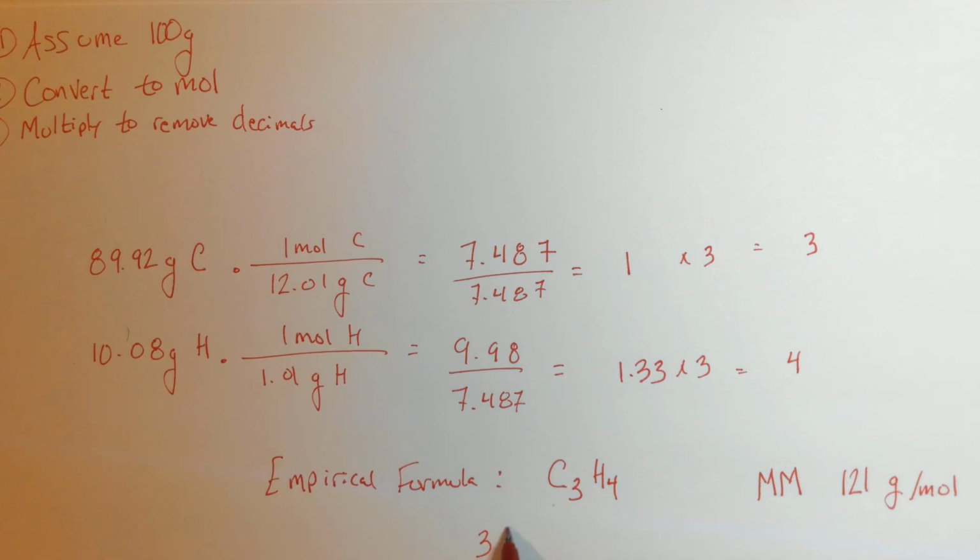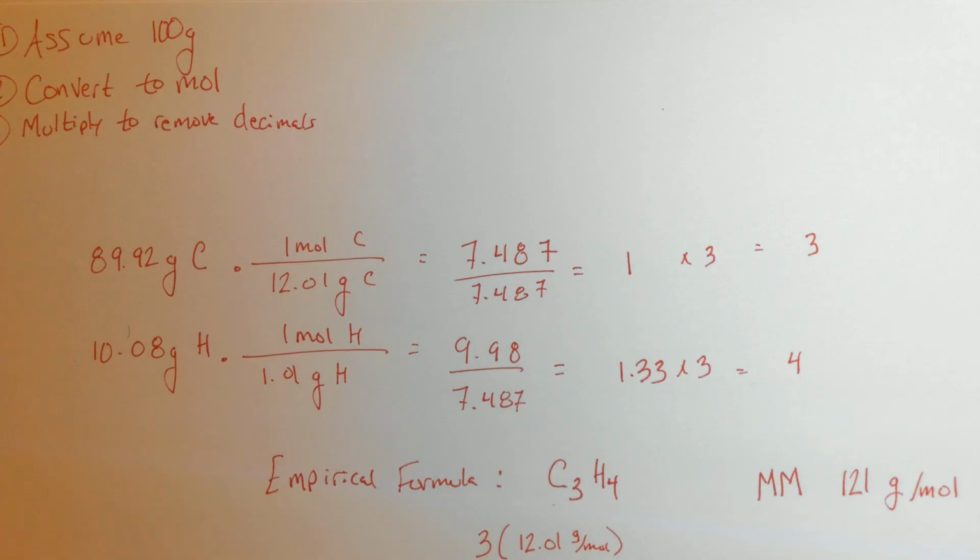We've got 3 carbons, and each carbon is 12.01 grams per mole. And we have 4 hydrogen, each of which is 1.01 grams per mole. I think you're already beginning to see that this is not going to equal 121 grams per mole. So we got 3 times 12.01 plus 4 times 1.01. And we're going to get 40.07 grams per mole.